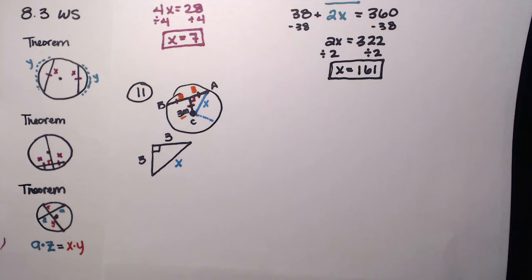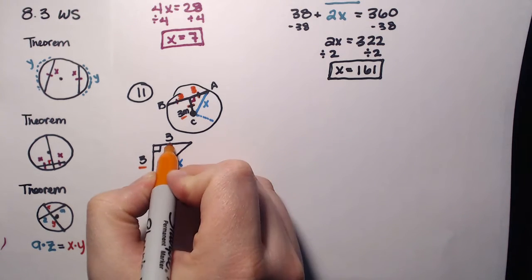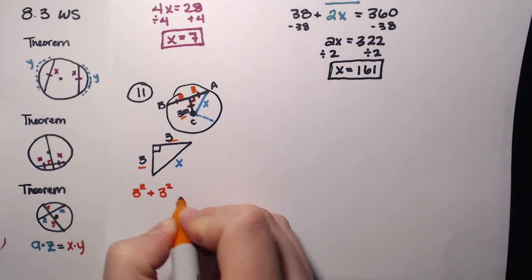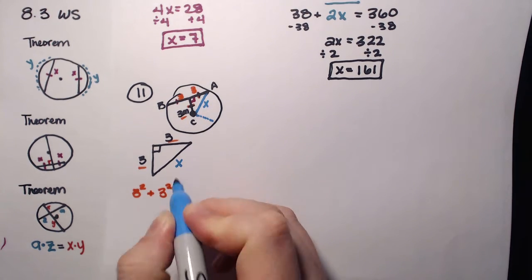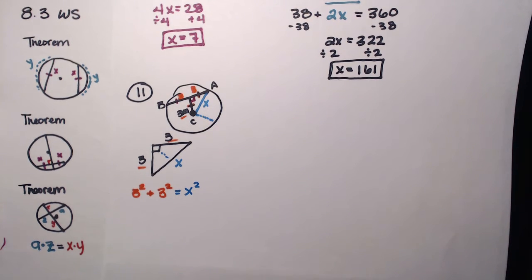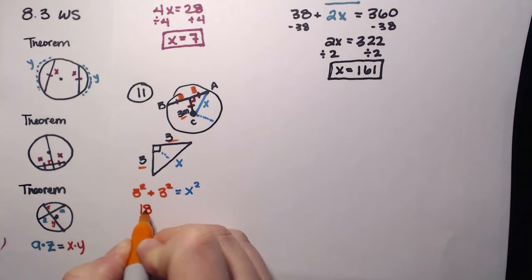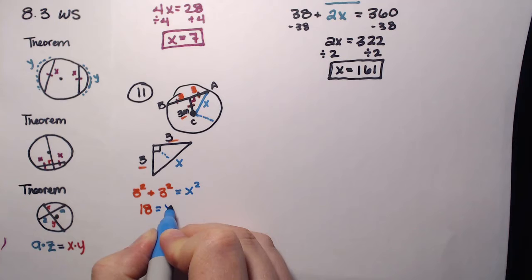So either do it that way, or I'm going to set it up as we're going to take side squared plus side squared, and that has to equal the hypotenuse squared. Remember, the hypotenuse is always across from that 90-degree angle, and that one has to be by itself. So I get 9 plus 9 is 18. So 18 is going to equal x squared.